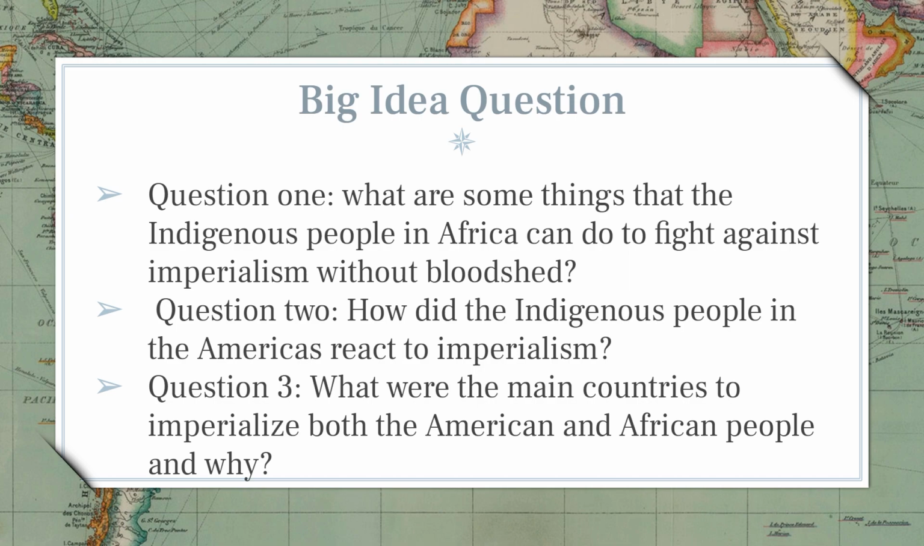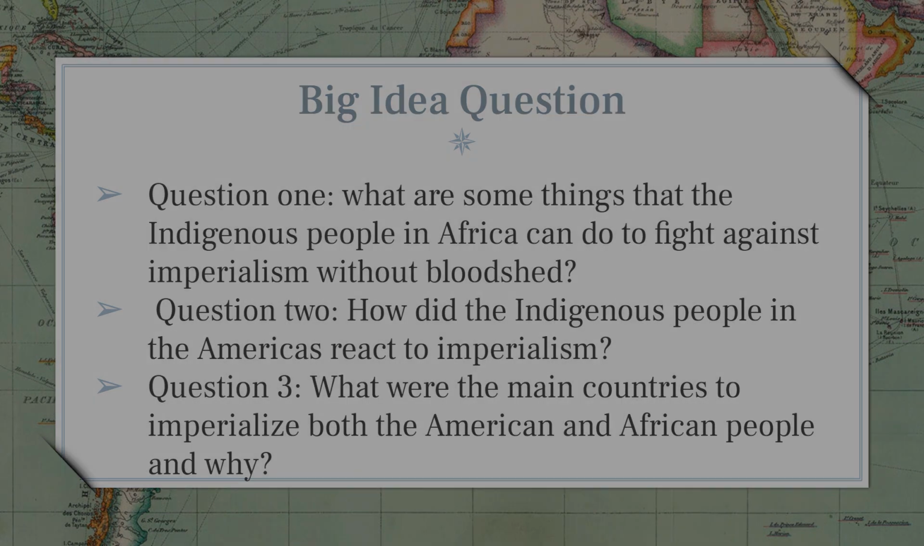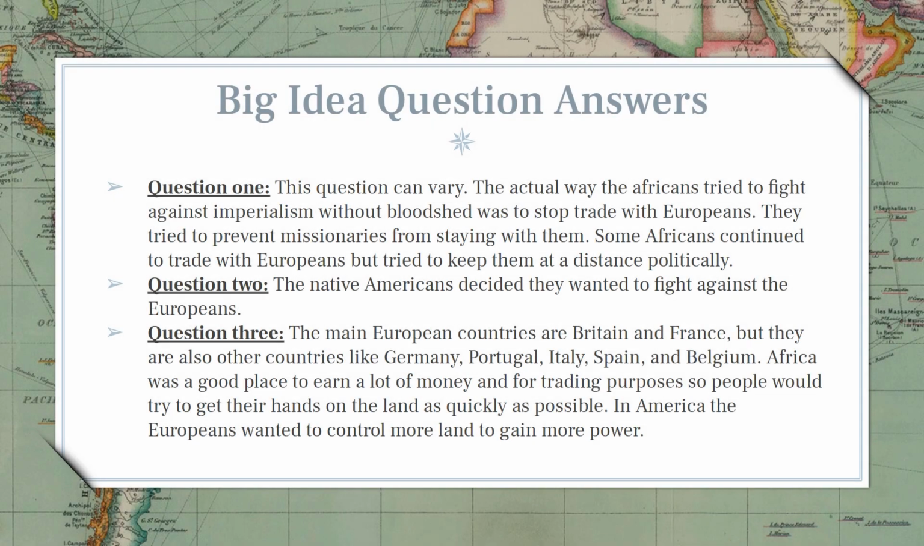Question 1. This question can vary. The actual way the Africans tried to fight against imperialism without bloodshed was to stop trade with Europeans. They tried to prevent missionaries from staying with them. Some Africans continued to trade with Europeans but tried to keep them at a distance politically. Question 2. The Native Americans decided they wanted to fight against the Europeans.